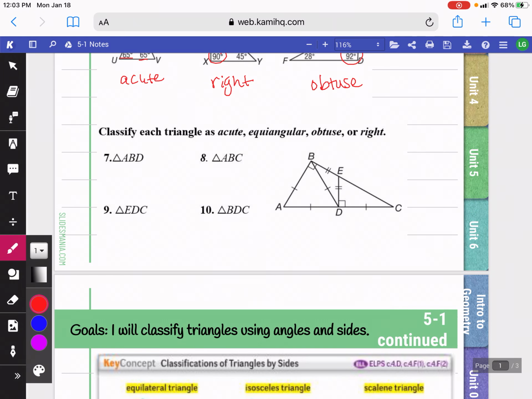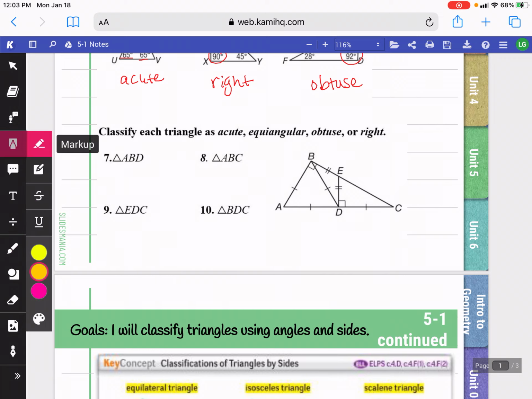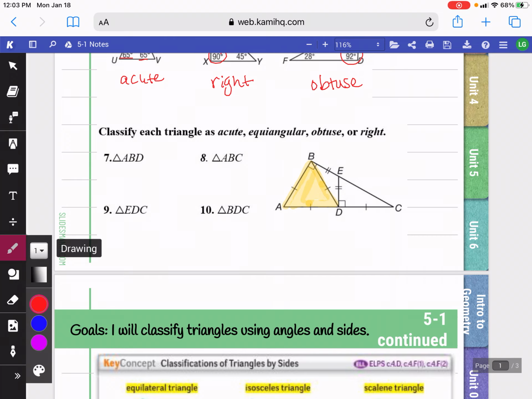Here we're looking at a picture where it has all of the little triangles inside a bigger one. I'm going to highlight so we can look at these individually. Let's start with triangle ABD. ABD would be this one right here. Let's highlight that triangle. As you can see, all the sides are congruent. Well, if every single side's congruent, then every single angle is also going to be congruent, and it's going to be equiangular.